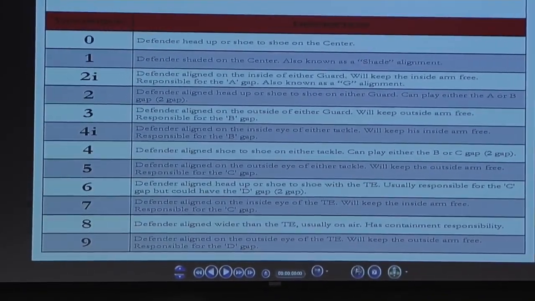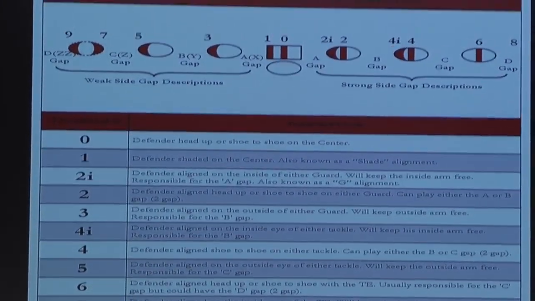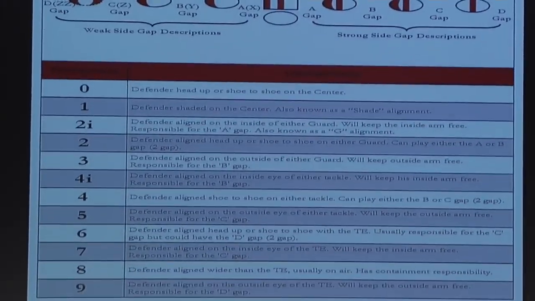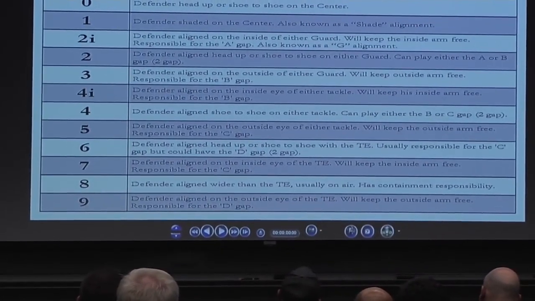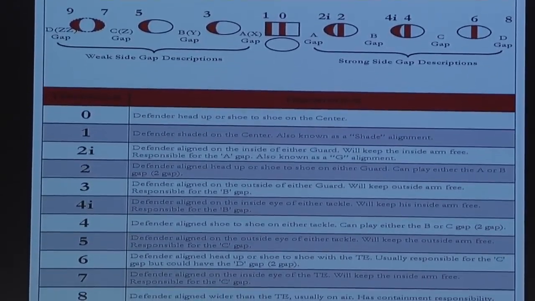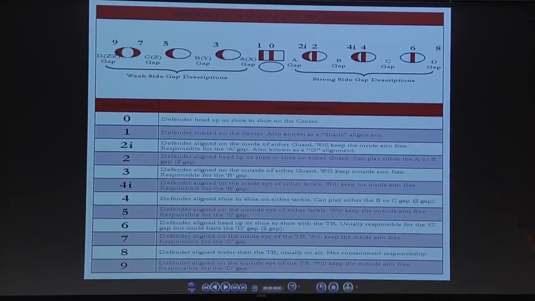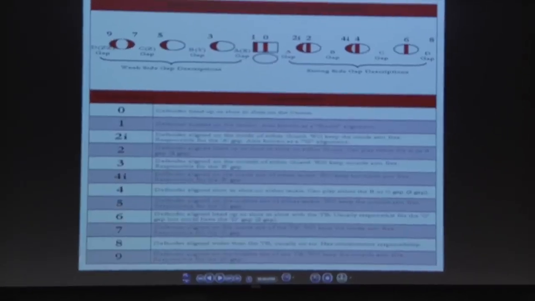If you're considered a 2-eye, we see a lot of 2-eyes. A 2-eye is nothing more than the inside eye of that guard, of the offensive guard. We all know, if you're on the offensive side of the ball, center, guard, tackle, obviously your ends. But a 2-eye is aligned on the inside eye of the guard. We'll keep him inside. His responsibility essentially is to keep the inside arm free. He's responsible for the A gap.